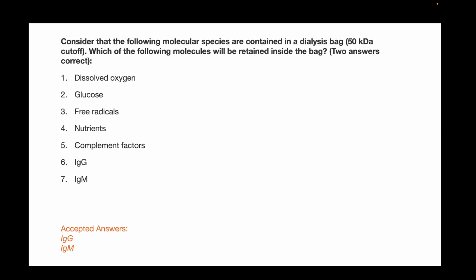Dissolved oxygen, glucose, free radicals, and nutrients are usually much smaller than this and can easily pass through the dialysis bag. Complement factors are a mixture of molecules, and while some of them could be higher than the cutoff, if we look at the overall complement factors, the entire complement factors cannot be retained inside the dialysis bag. So only IgG and IgM will remain inside the bag, and those will be the two correct answers.